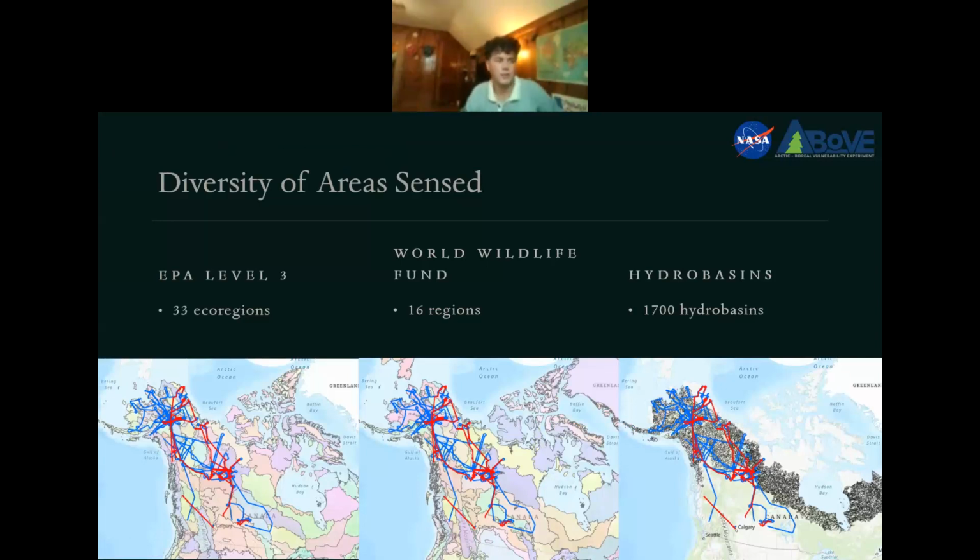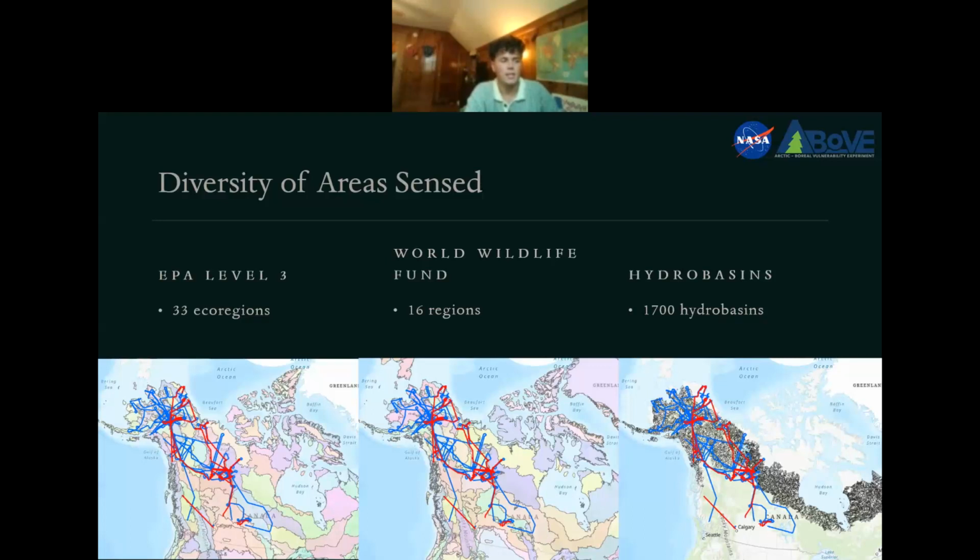And so I went a little further into the nitty-gritty of analyzing even smaller delineations, just in order to display the diversity of areas sensed. EPA level 3, designed for regional planning: ELVIS covers 33 of these ecoregions. World Wildlife Fund is a global data set, and so it could perhaps have different applications in terms of comparing to the rest of the world. In those ecoregions, ELVIS covered 16 regions here.